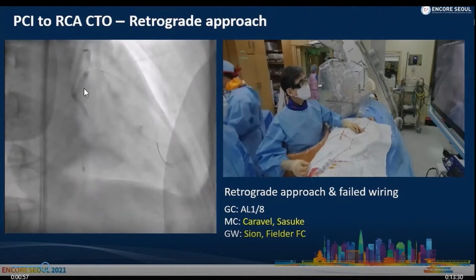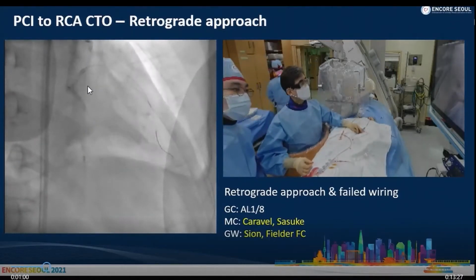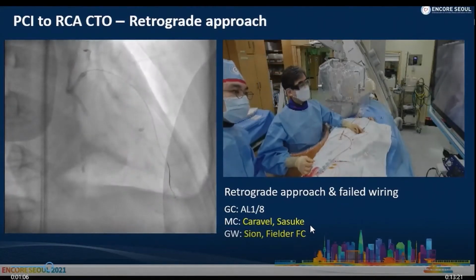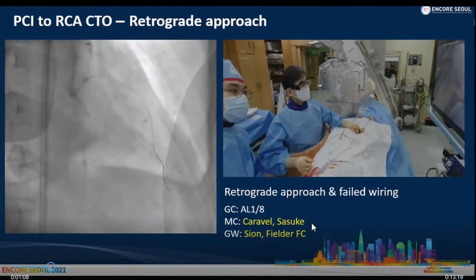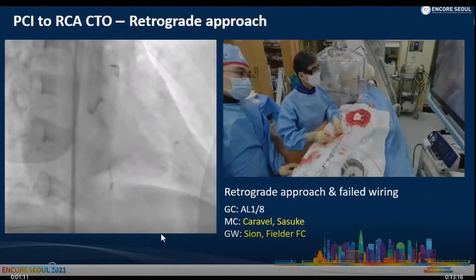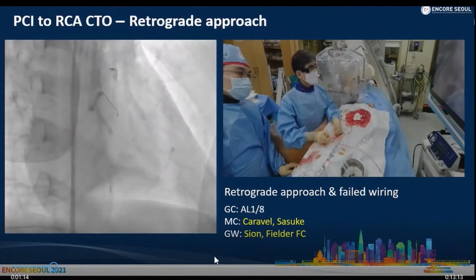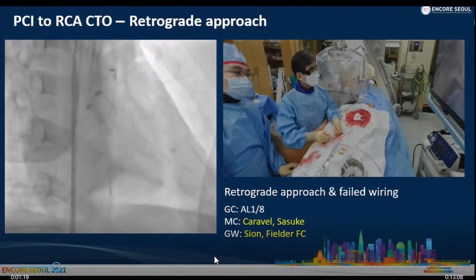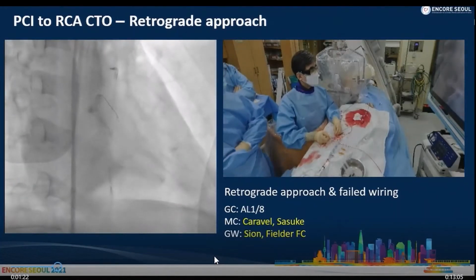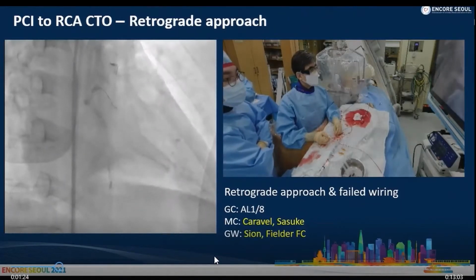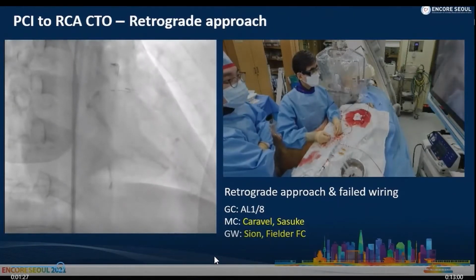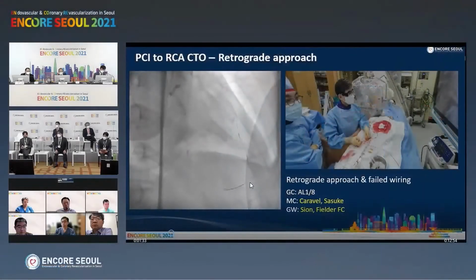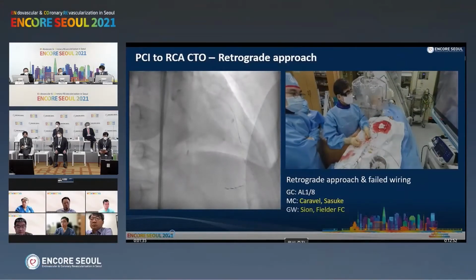I always use an 8 French guiding catheter, with the backup of Caravel first, and then Sasuke, because I tried to use the Zabo technique to engage the wire in such a hostile morphology angle. Thus I introduced Sasuke and the hairpin wire. First I tried to integrate the wire with Sion.